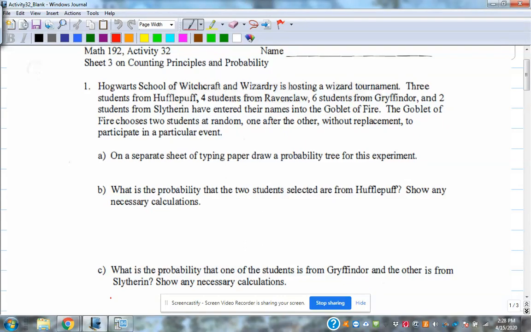Okay, guys, Math 192. We're going to look at Activity 32, talking about counting principles and probability here. So let's just dive in.